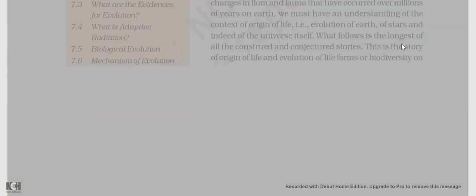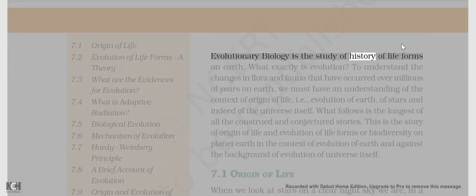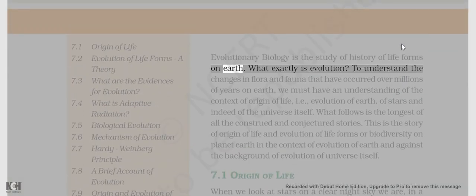Biology. Evolutionary biology is the study of history of life forms on Earth. What exactly is evolution? To understand the changes in flora and fauna that have occurred over millions of years on Earth, we must have an understanding of the context of origin of life, i.e., evolution of Earth, of stars, and indeed of the universe itself.